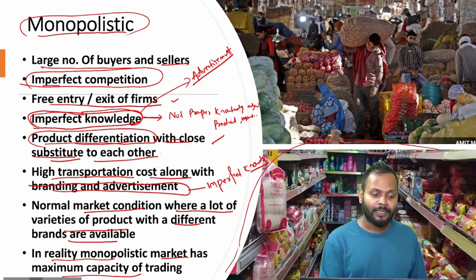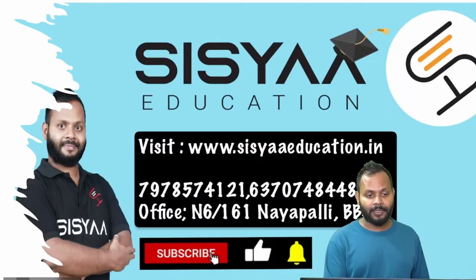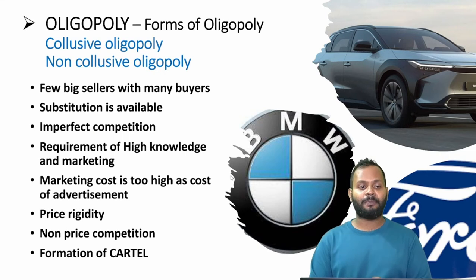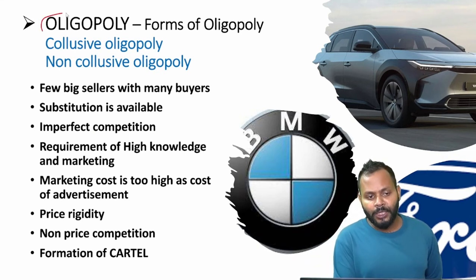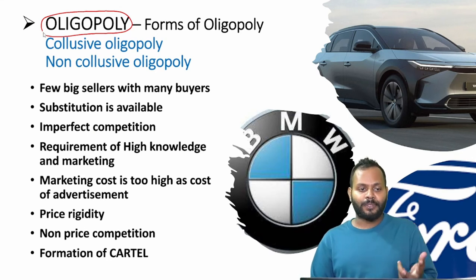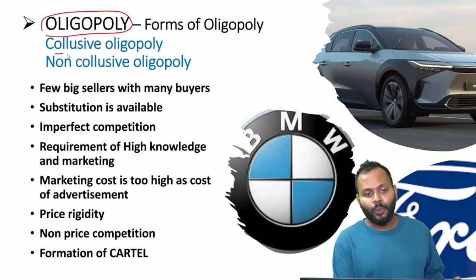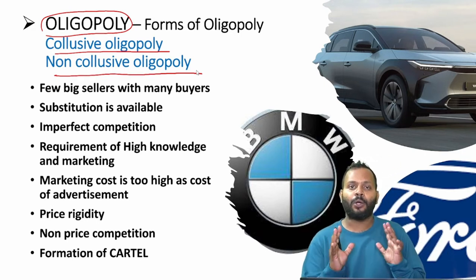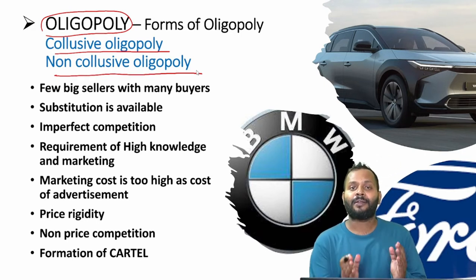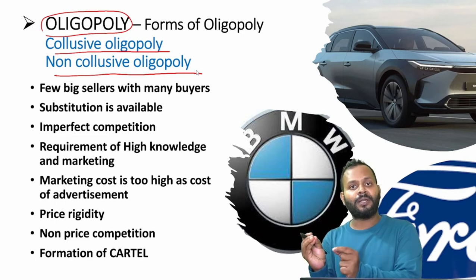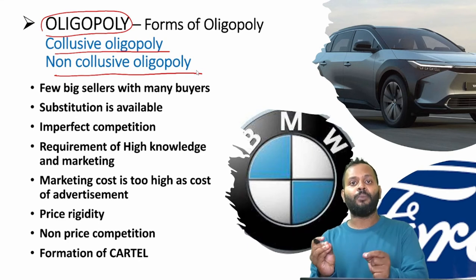Do you get that? Now the last type of market, what is that? Oligopoly market. What do you understand by oligopoly market? Remember, in the oligopoly market we have two different forms: one is collusive oligopoly, one is non-collusive oligopoly. Basically, an oligopoly market is one in which there are very limited sellers. That means few sellers with a larger number of buyers.